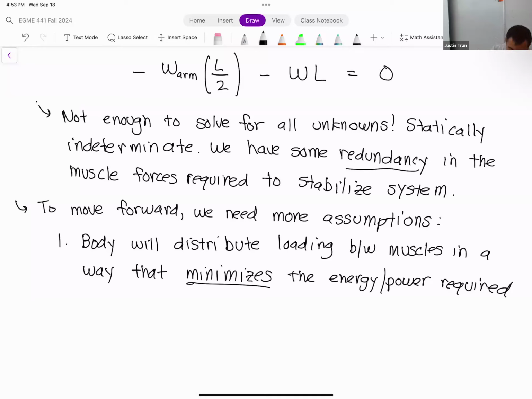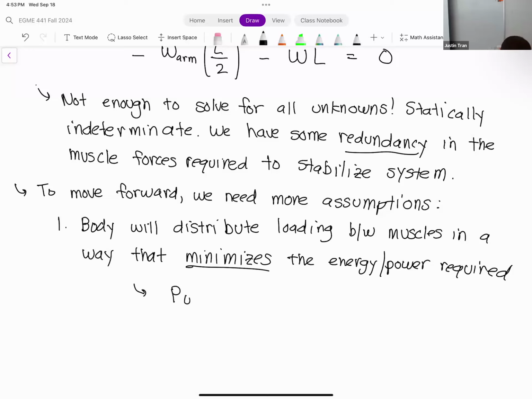Okay. Because if you remember from earlier today, one way that you can estimate the amount of power that's required for a muscle to generate tension is to take the amount of muscle force and square it. And so because the power has a square relationship, it's pretty advantageous to have one muscle take in all the load. Okay.